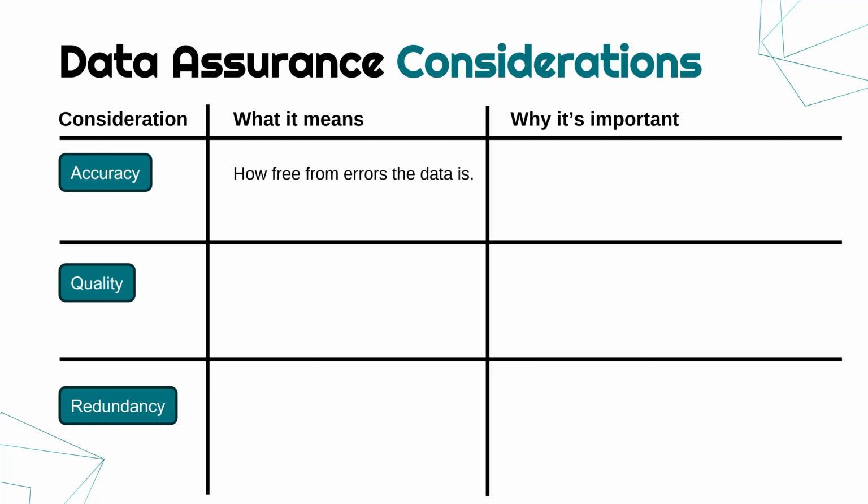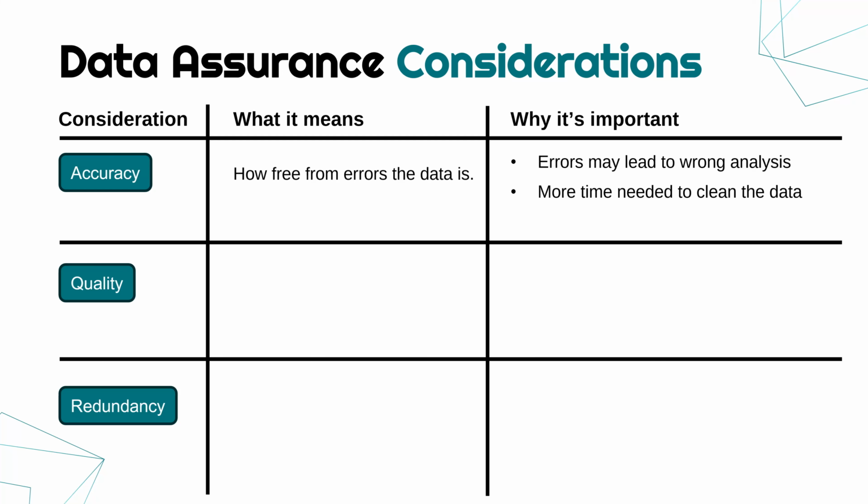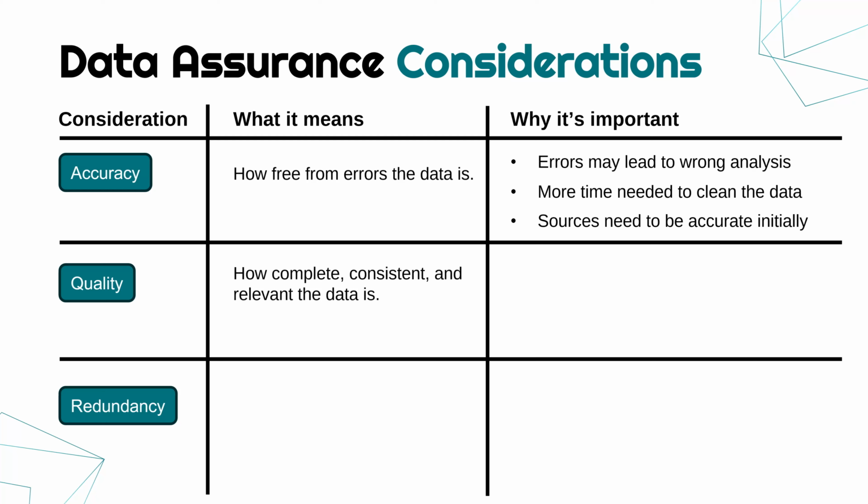So accuracy refers to how free from errors the data is. Now, it's pretty clear that inaccurate data is a bad thing, but why is it bad? Well, if we have errors, it may lead to there being wrong analysis done later. We might also need to spend more time cleaning the data. If we are aware it's got lots of errors in, before going on to analysis, we need to do some cleaning. More time is taken doing that if we have inaccurate data. We need to make sure that our sources we're choosing initially are accurate to avoid issues further down in the pipeline.